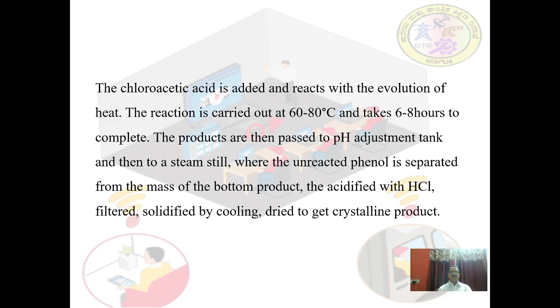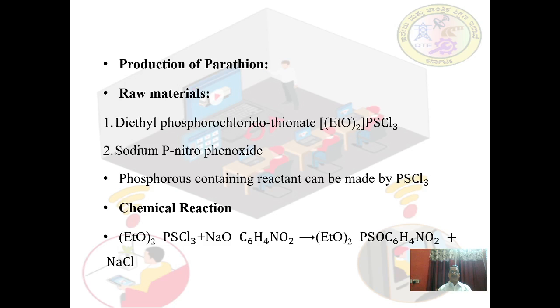This is the process which is taking place in the production of dichlorophenoxyacetic acid. Next, we will discuss the production of parathion. It is another organic pesticide. The raw materials required are diethyl phosphorochlorothionate. Second is sodium paranitrophenoxide.